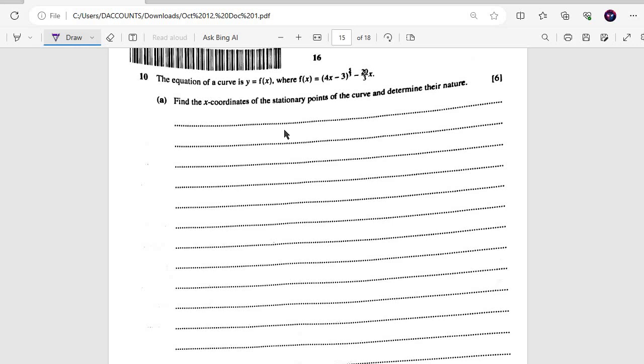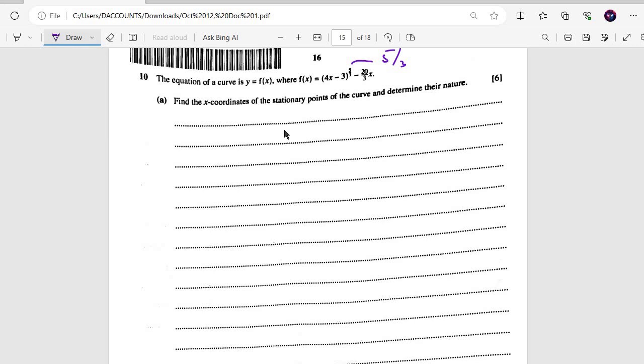Welcome back. The equation of the curve y = f(x), where f(x) is as shown with the power 5 over 3. Find the x coordinates of the stationary points and determine the nature of the coordinates.